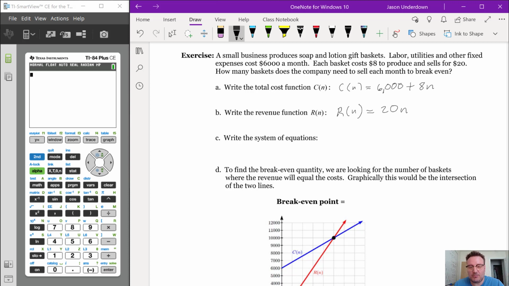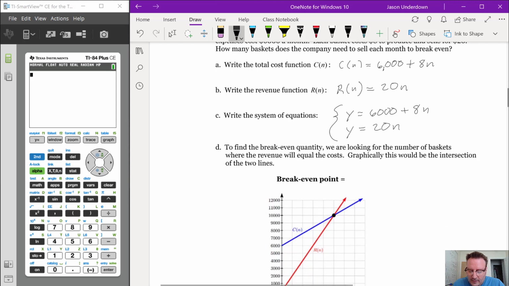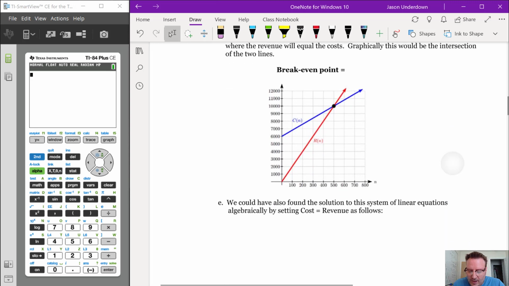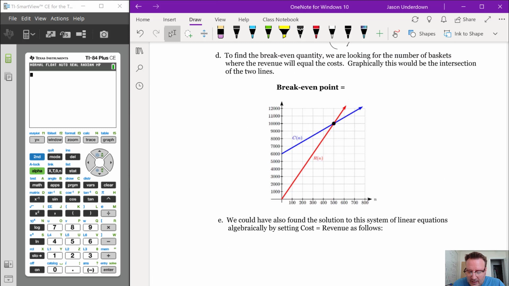I think we should just keep it simple and choose y here and write our system as y equals 6,000 plus 8N. And then we can write our revenue function as simply y is equal to 20N. And then we often put our equations together with a curly brace to denote we have a system and they're related.